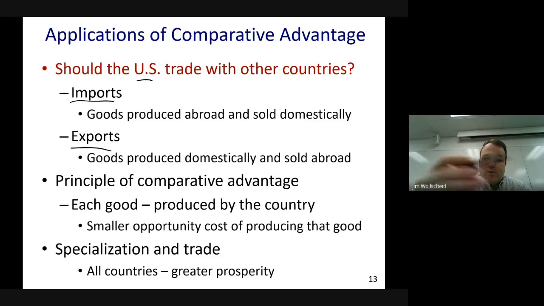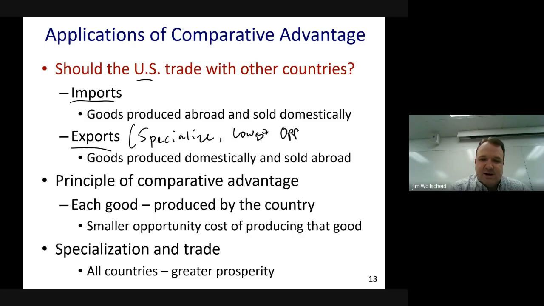So the first thing you should know is what imports and exports are. Imports are goods that I buy from other countries. Exports are goods that I sell to other countries. So I export what I specialize in. This is where I have the lowest opportunity cost, where my comparative advantage lies. So I export goods that we have the comparative advantage in, and I import goods that we do not have the comparative advantage in.